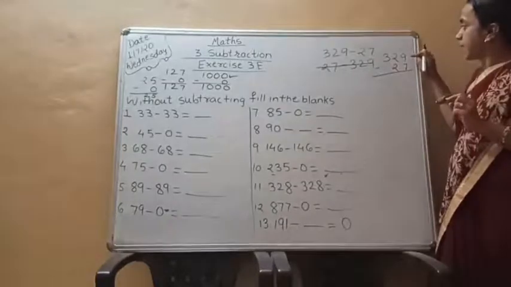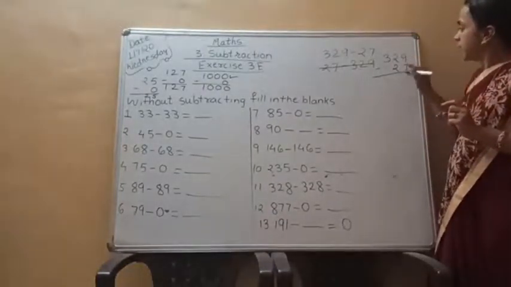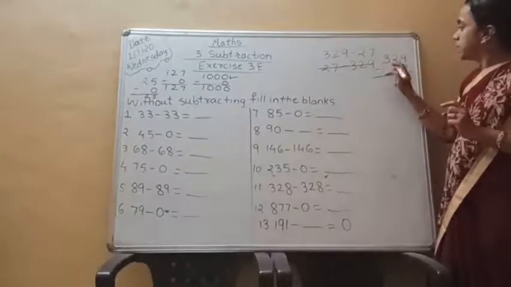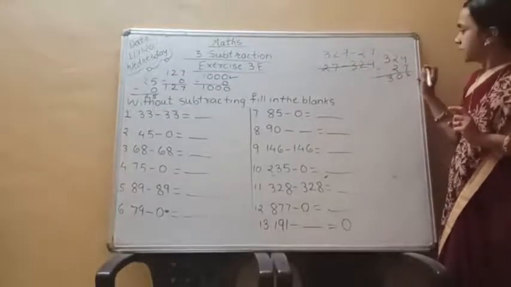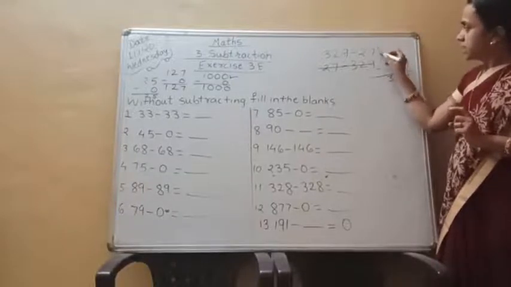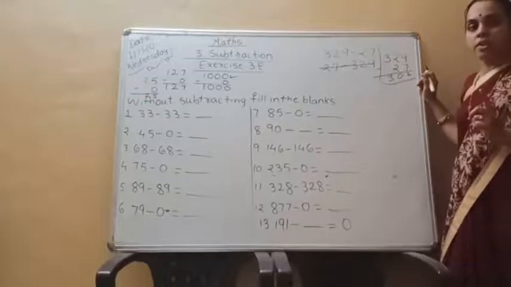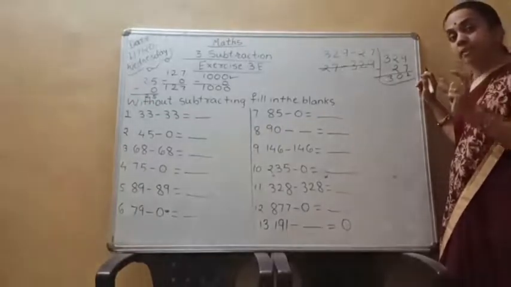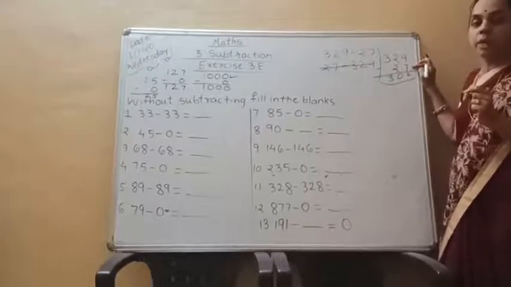so that we can subtract. Now see, 9 minus 7 is 2, 2 minus 2 is 0, this 3 as it is. Simply we can write the answer. So in this subtraction, we cannot change the order. Whatever order is given in the textbook, we have to do it like that only.